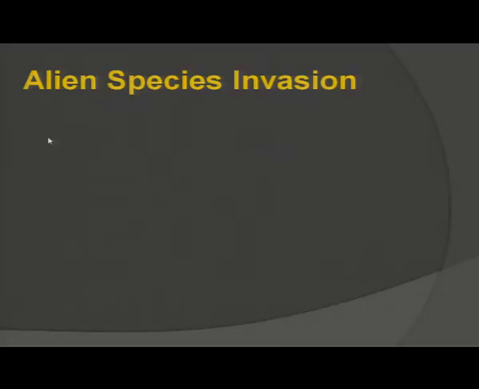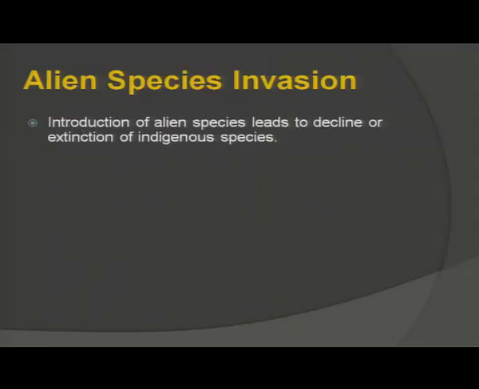Why should it start invading? Yes, you are right. It starts growing or multiplying rapidly because of the absence of any natural predator over them. This is the basic reason. Introduction of alien species leads to decline or extinction of indigenous species. So, they start competing with the indigenous species and it leads to their decline and extinction as well.